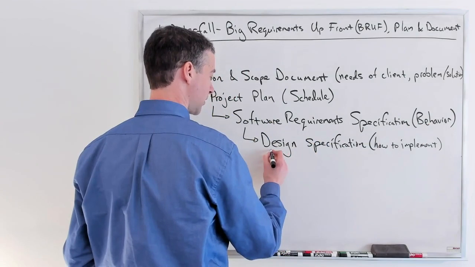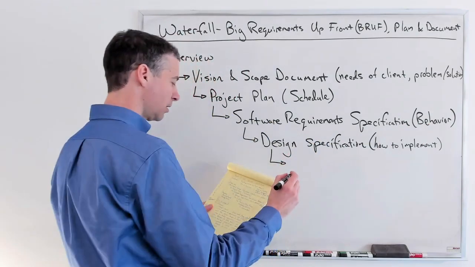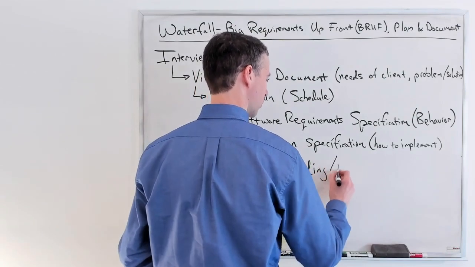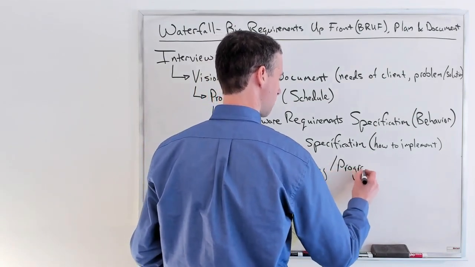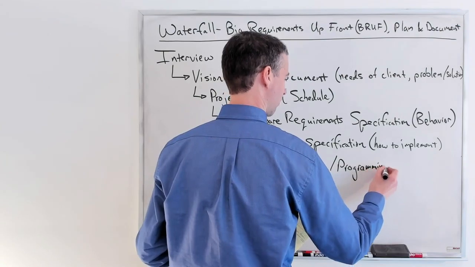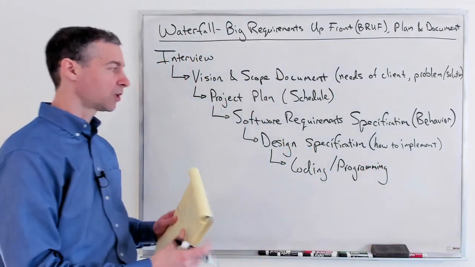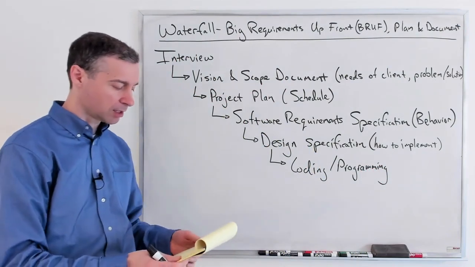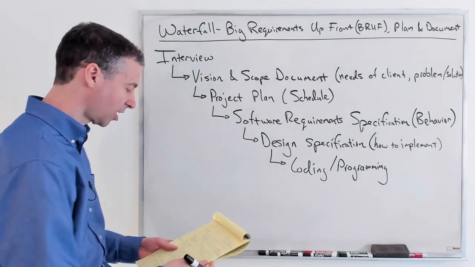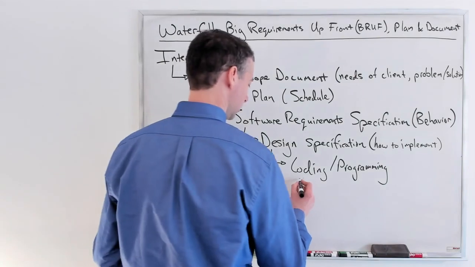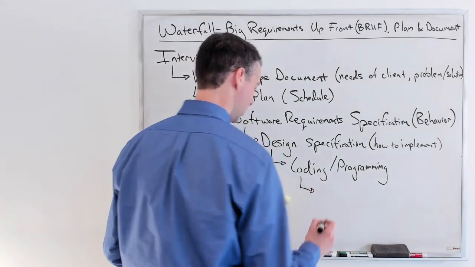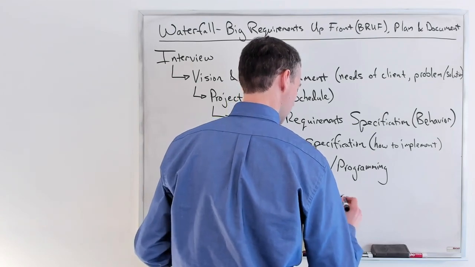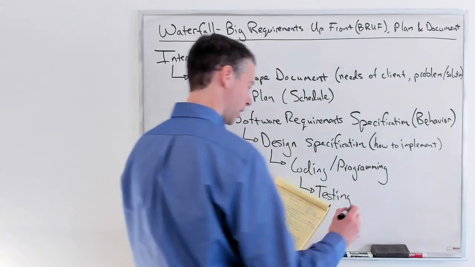Once the design specification has been written, then you get to work on actually doing the coding or the programming of everything. Okay, so working from your design specification, you implement everything out. All right, then after you've done all of that, you move on to testing the product.